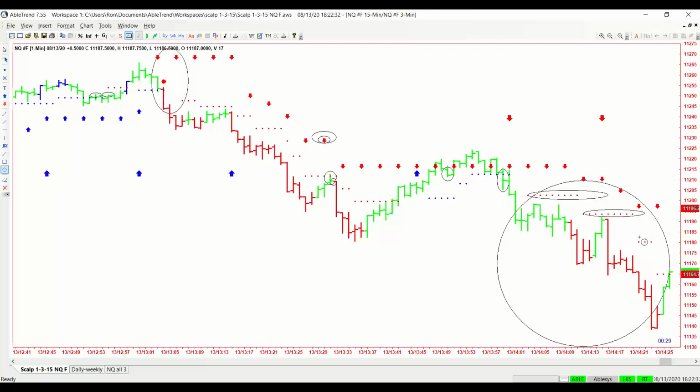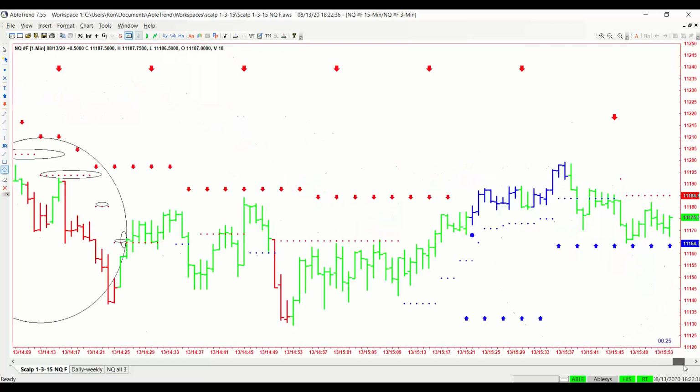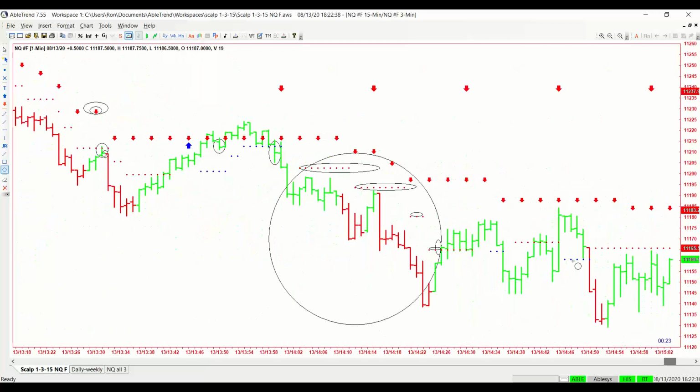Stayed under the red dots. You're safe. You're good to go. And right here, you'd have been closed above it. So just good stuff here.